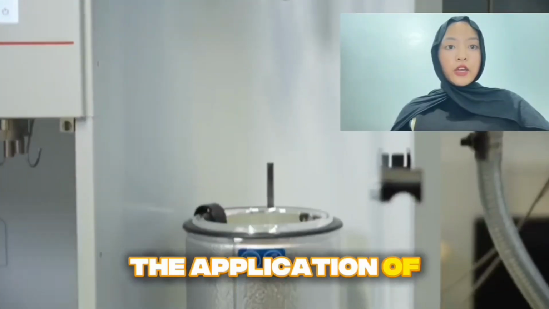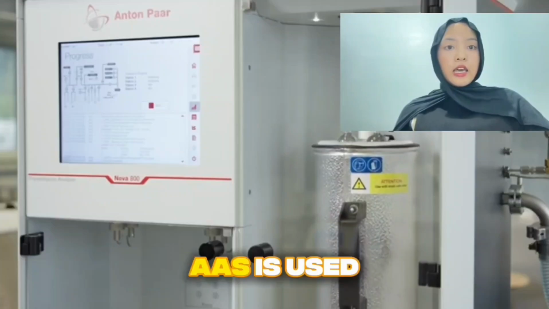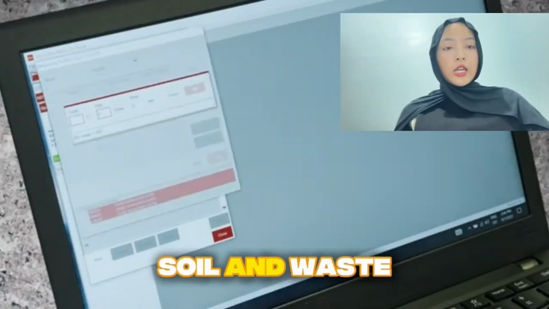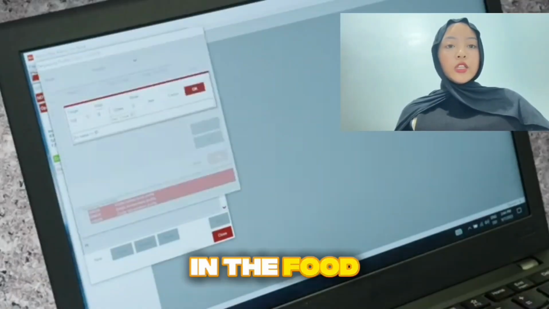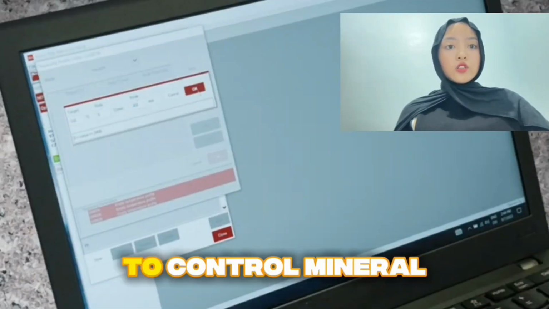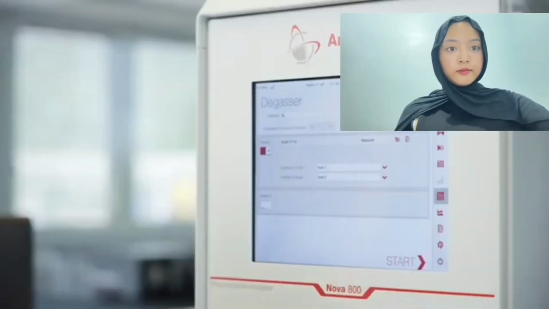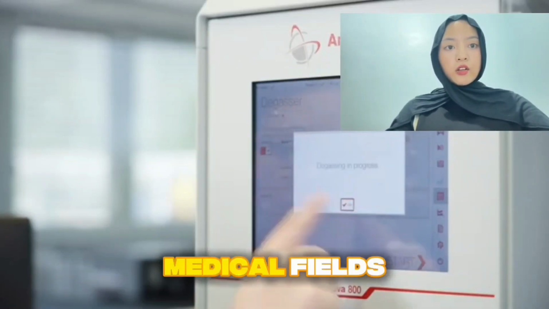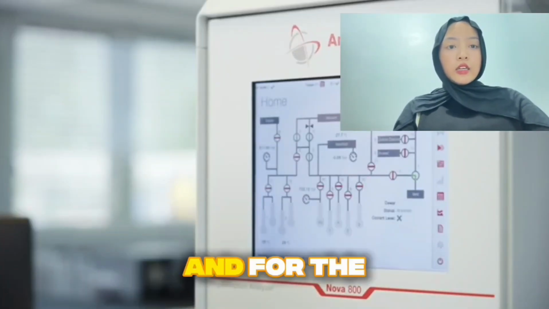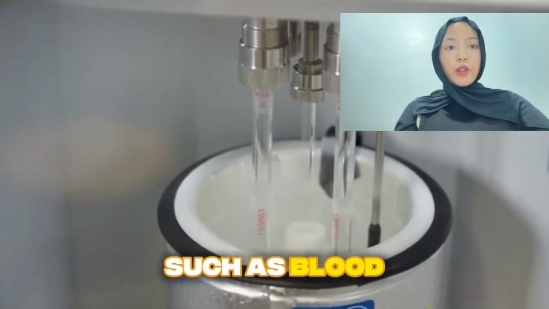The application of AAS is very broad in various fields. In environmental analysis, AAS is used to determine heavy metal content in water, soil, and wastewater. In the food and pharmaceutical industries, AAS is applied to control mineral content and to detect hazardous metal contamination. In industrial and medical fields, AAS is used for quality control of raw materials and for the analysis of metals in biological samples such as blood and urine.